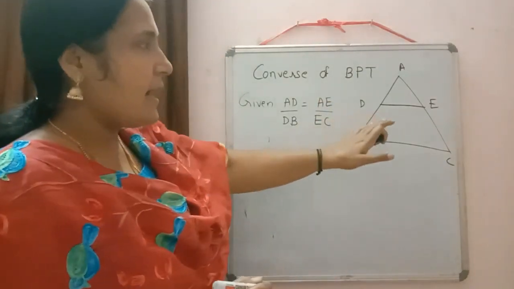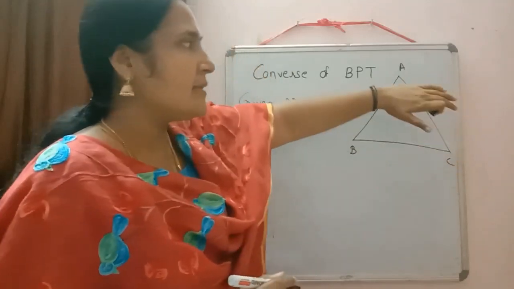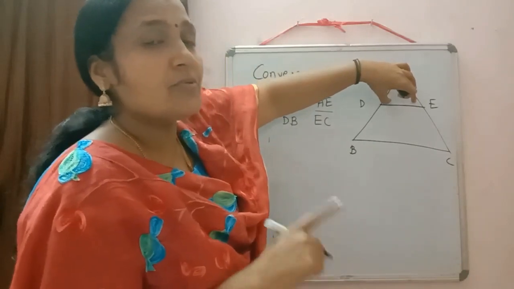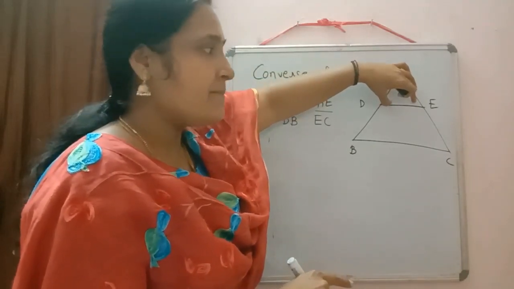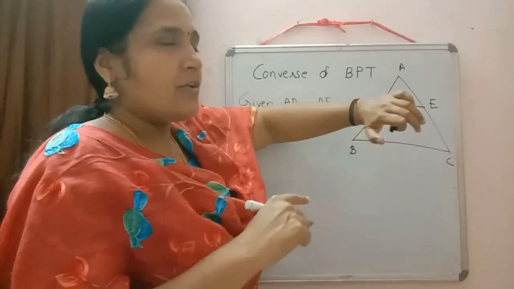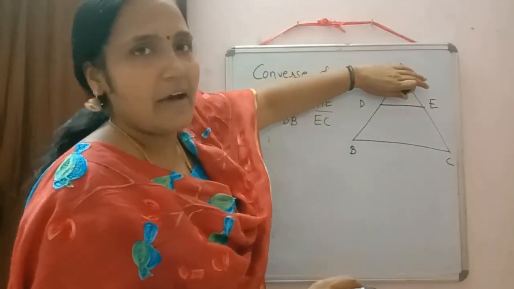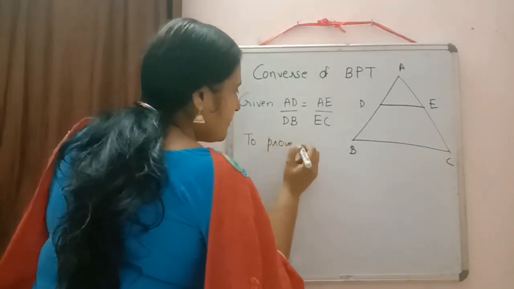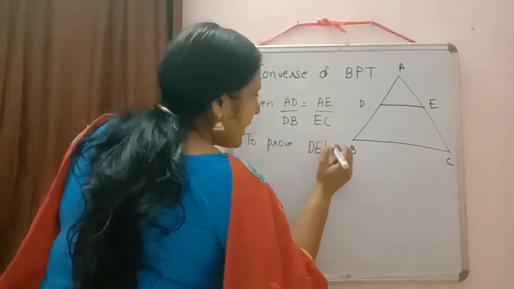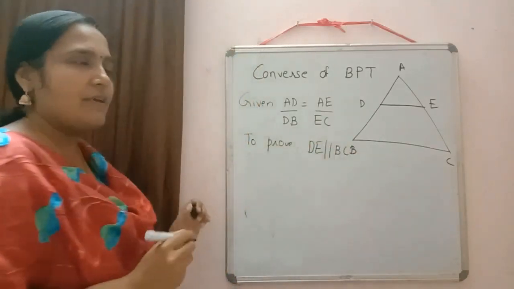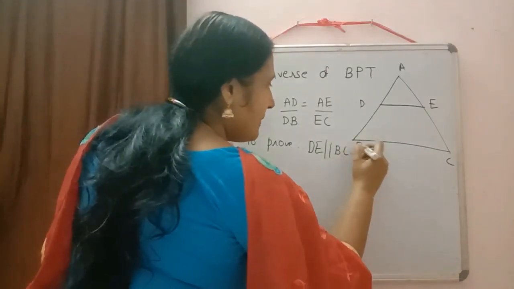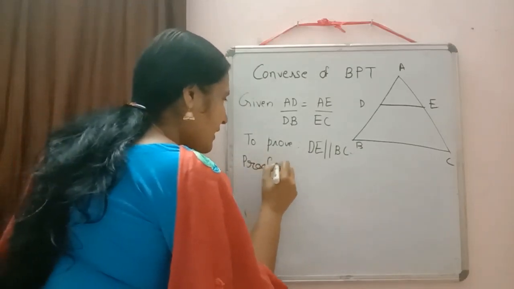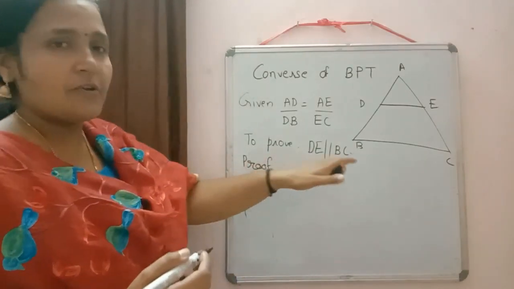So if a line divides any two sides of a triangle in the same ratio, then the line is parallel to the third side. Which side is remaining? Side BC is remaining. Whatever is written after that, we have to prove. So what we have to prove here? Yes, here we have to prove DE parallel to BC. Now we will write the proof there. We have to prove DE parallel to BC.